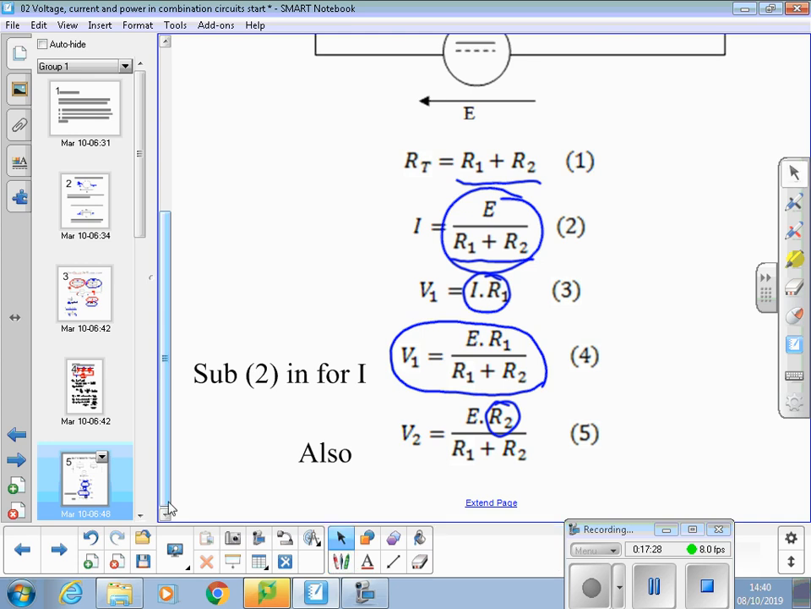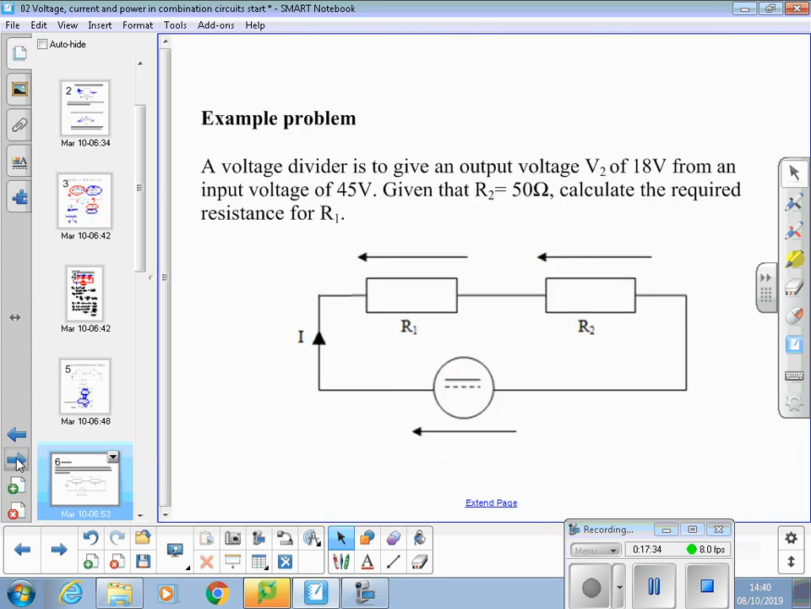Any questions so far on the series circuit and voltage divider? Right, voltage divider. Have a go at that problem. Voltage divider is to give an output voltage V2. So they want this voltage to equal 18 volts from an input E, 45 volts. Given that R2 is 50 ohms, calculate the required resistance for R1.